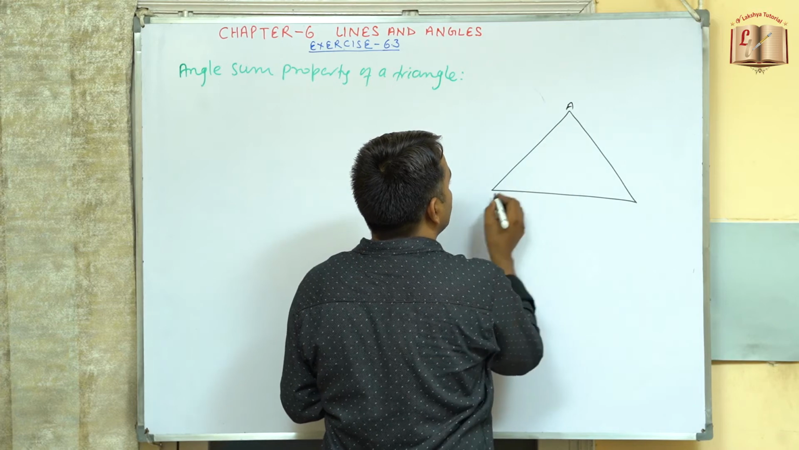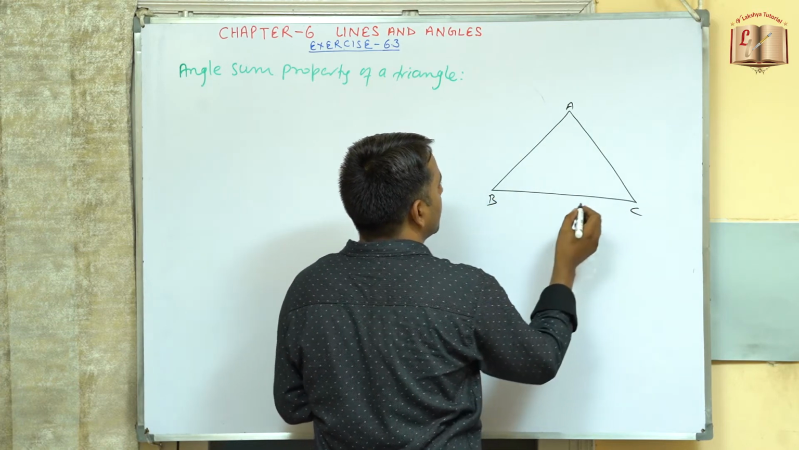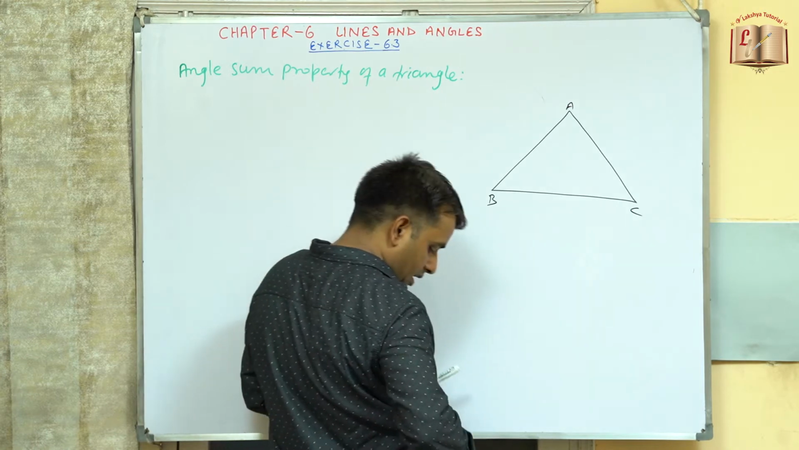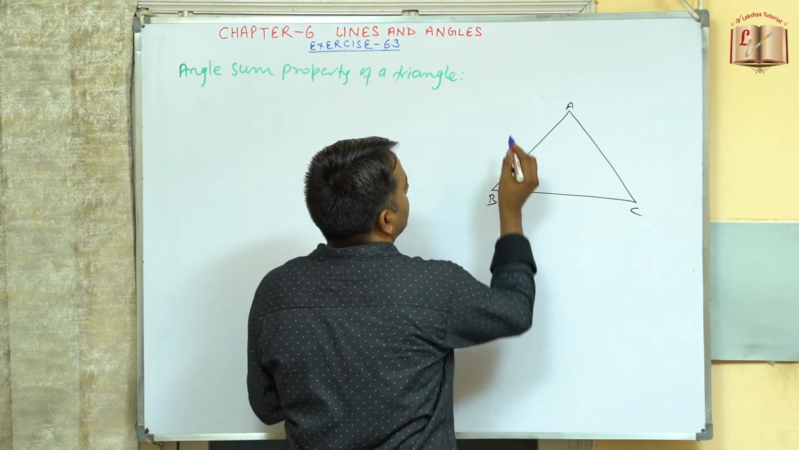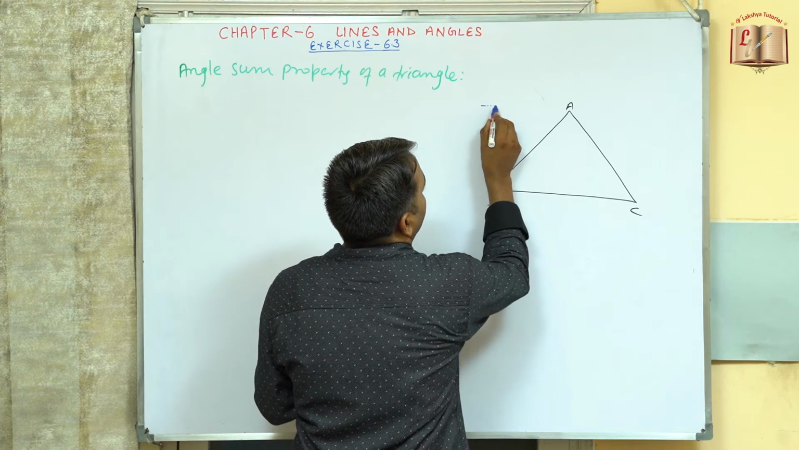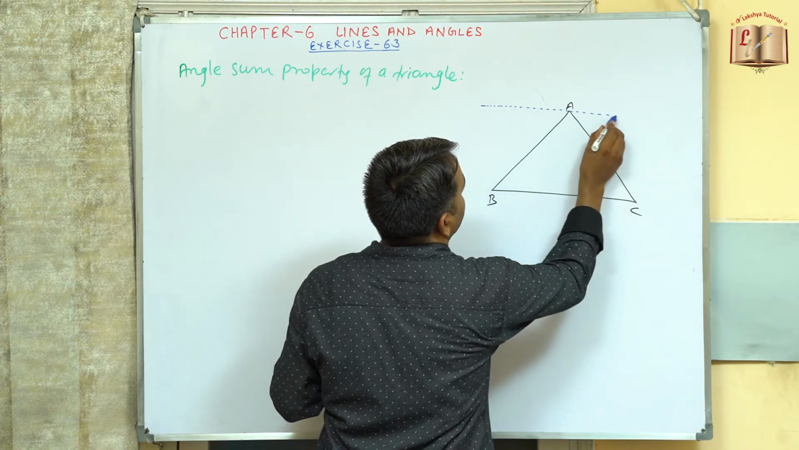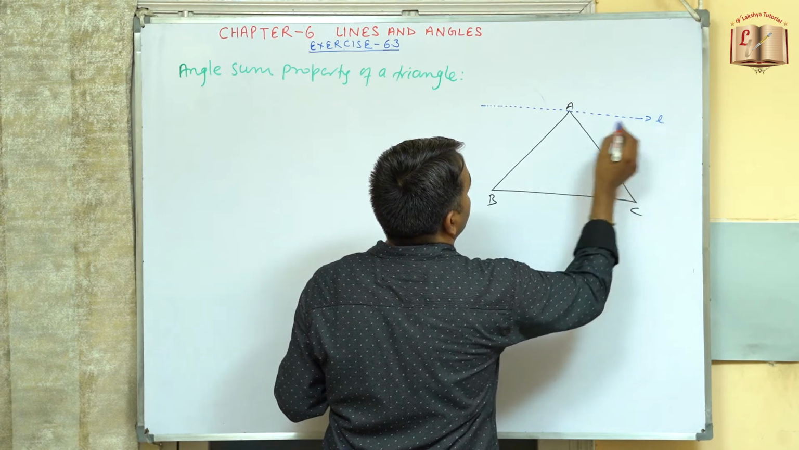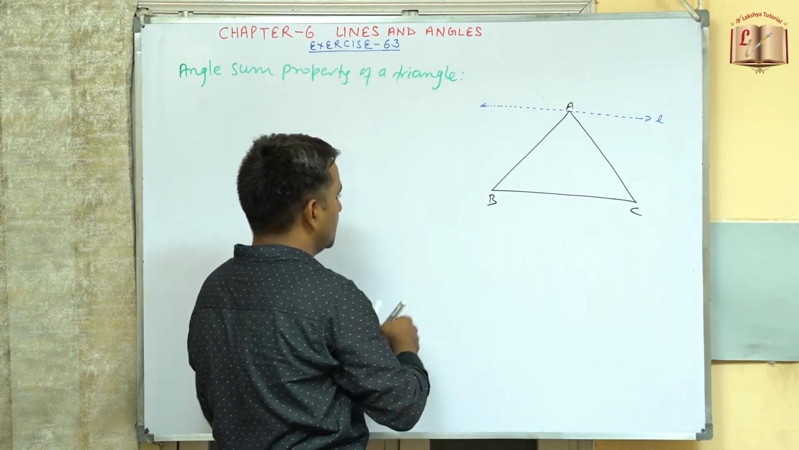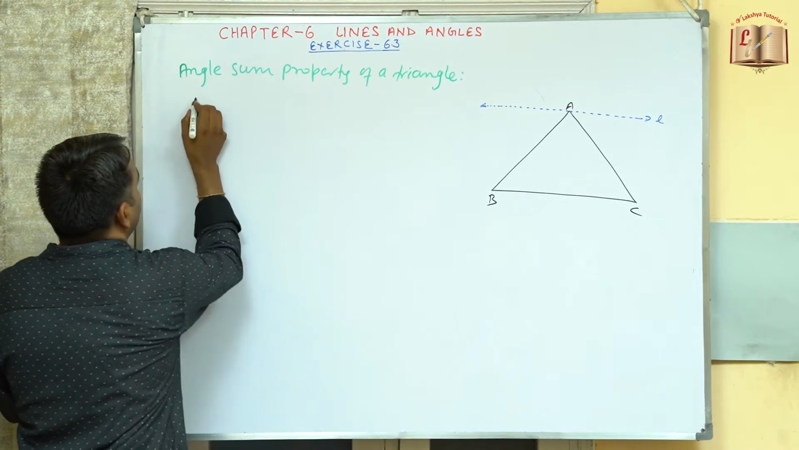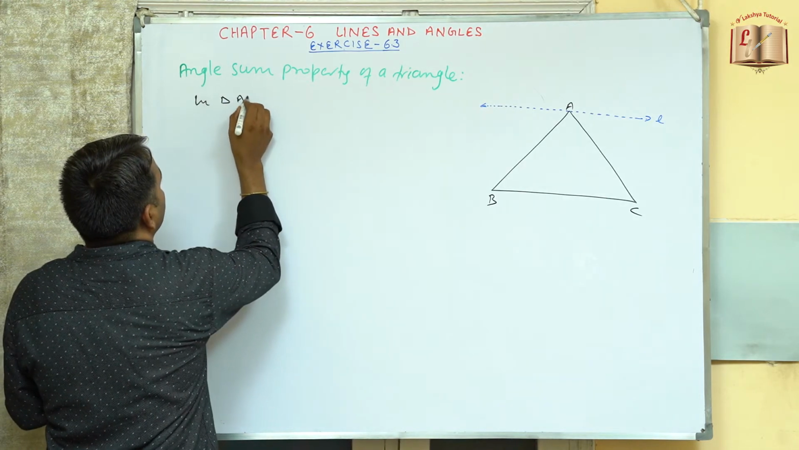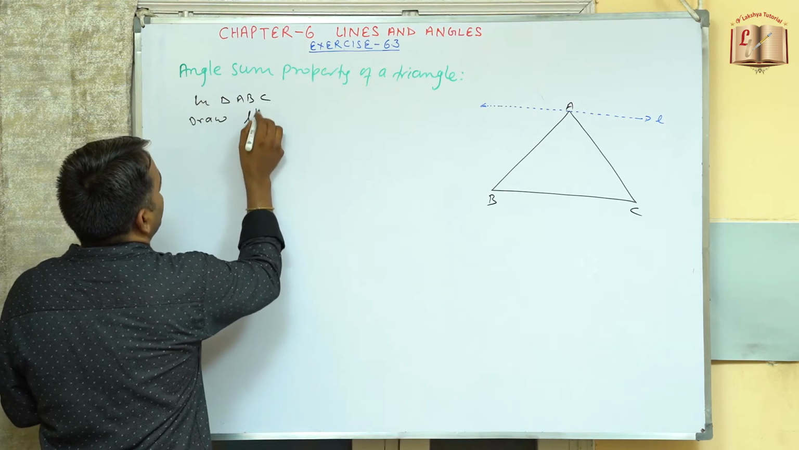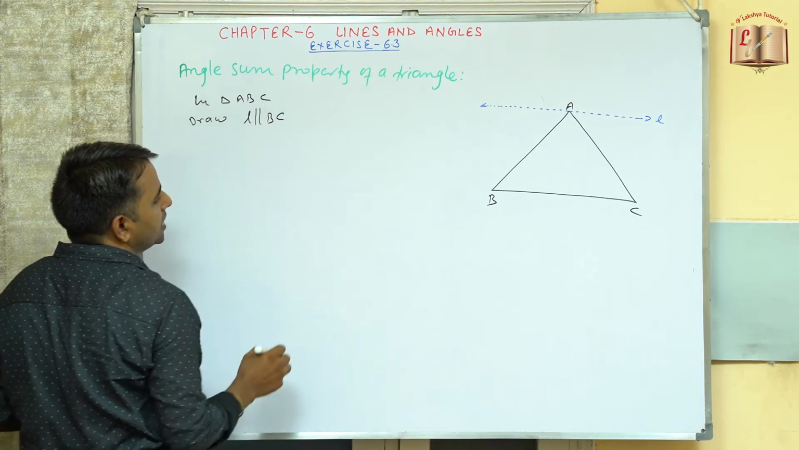So this is triangle ABC. Here, we draw a line parallel to BC. So draw a line parallel to this BC. Now I can write, in triangle ABC, draw line L parallel to BC.